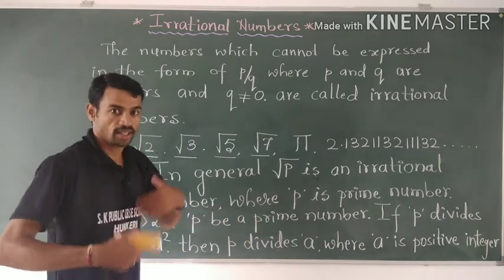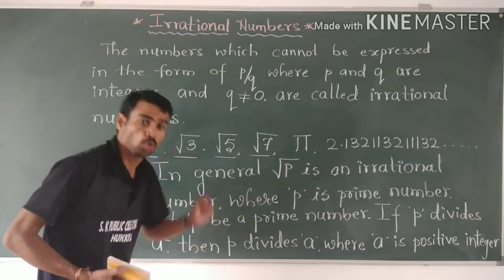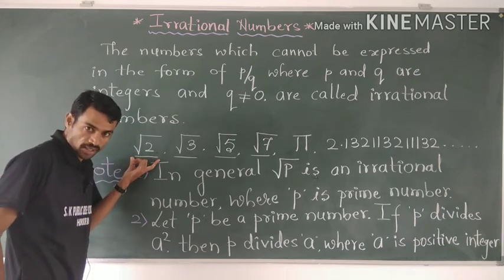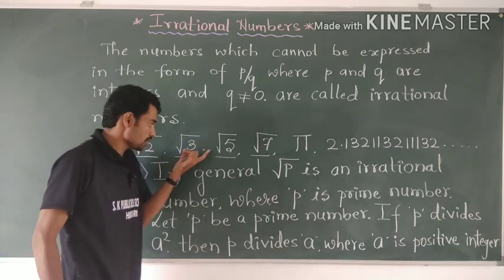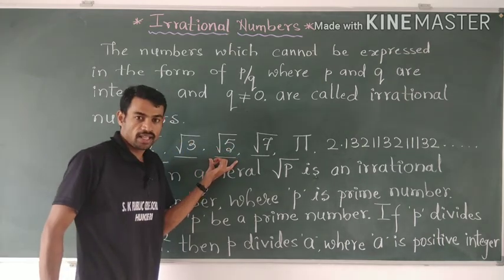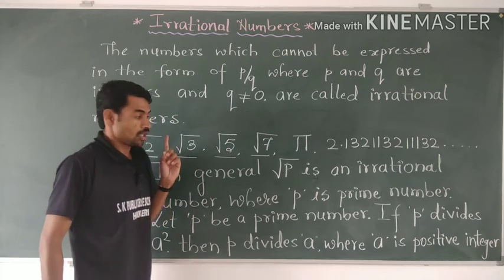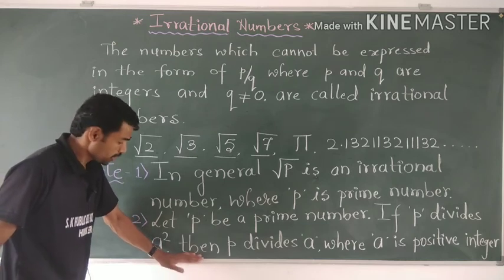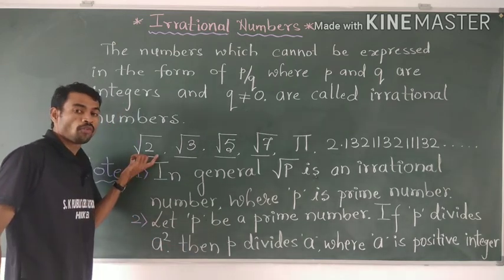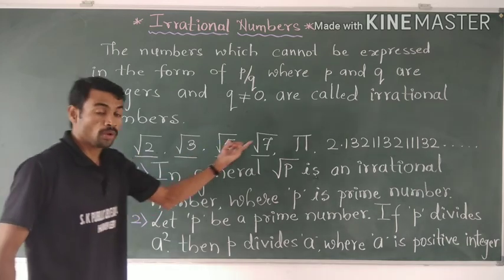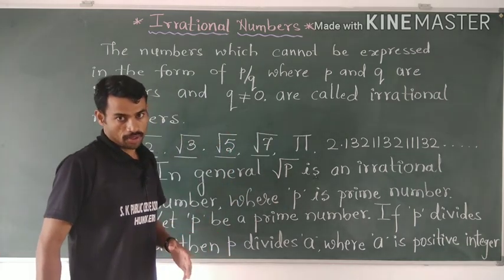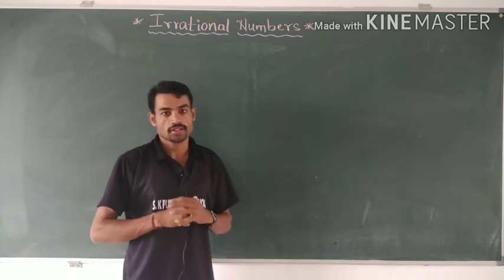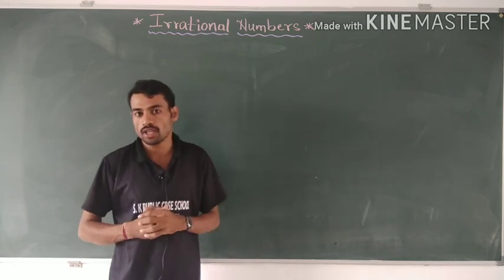In the next class we have to prove how root 2 is an irrational number, how root 3 is an irrational number, how root 5 is an irrational number. To prove that all of these are irrational, we should know this point. This point is very important for the proofs that root 2, root 3, root 5, root 7 are irrational numbers. In the next class, we have to prove that root 2, root 3 and root 5 are irrational numbers.